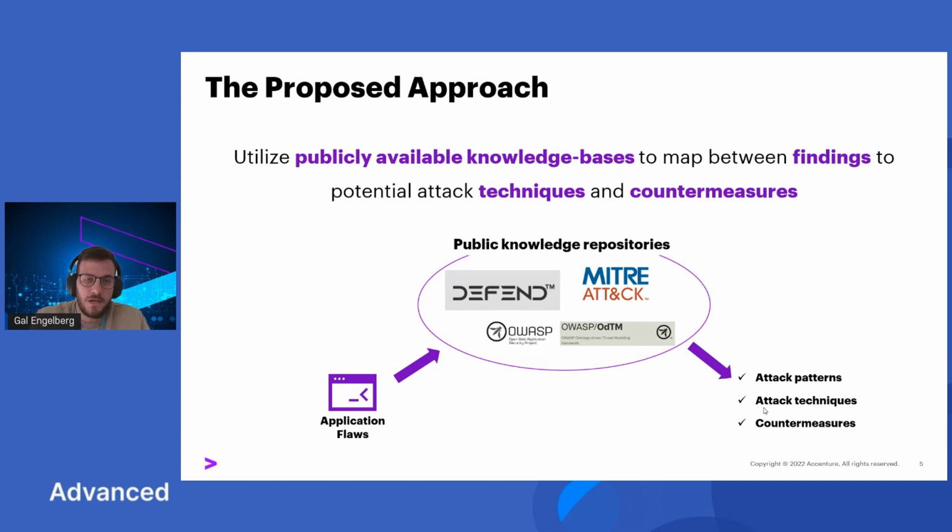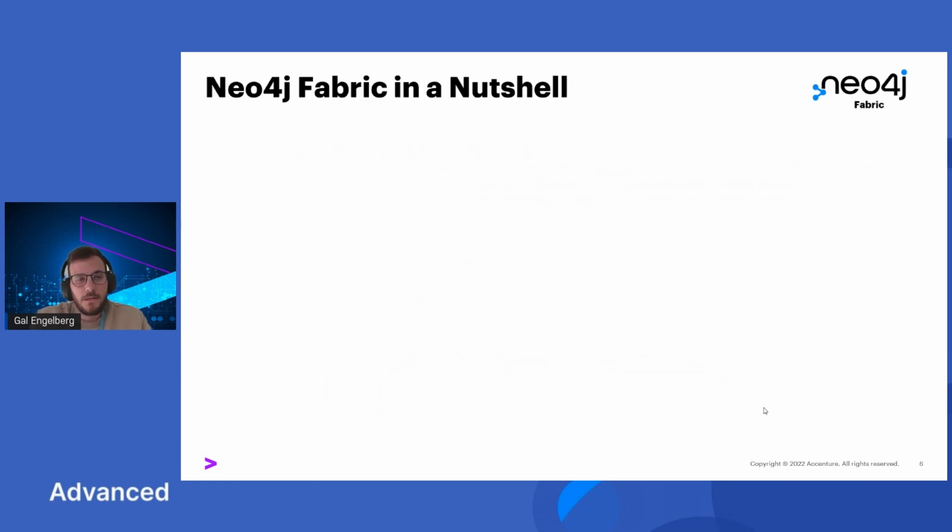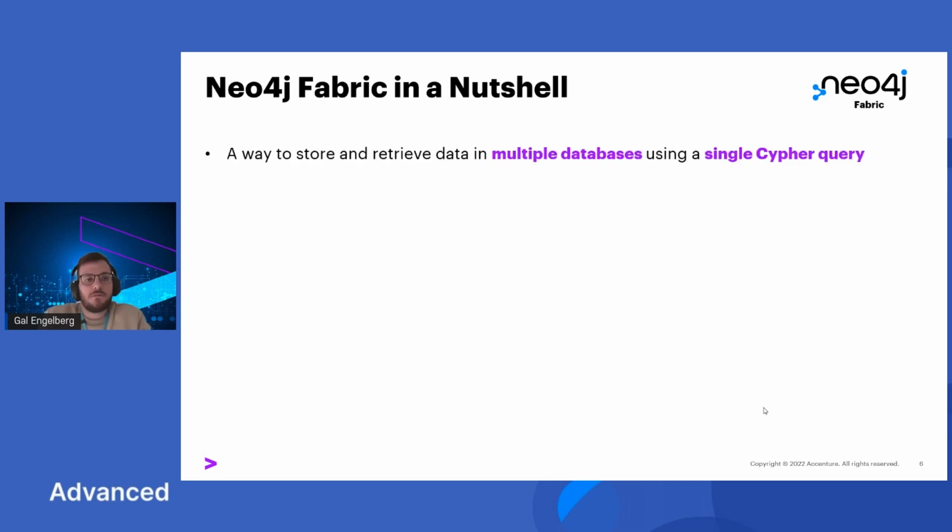Before I deep dive into the details, I want to highlight some of the technologies that we use under the hood. First, I want to describe a little bit about Neo4j Fabric. In one sentence, Neo4j Fabric is a way to store and retrieve data in multiple databases using a single Cypher query. It has two main use cases.